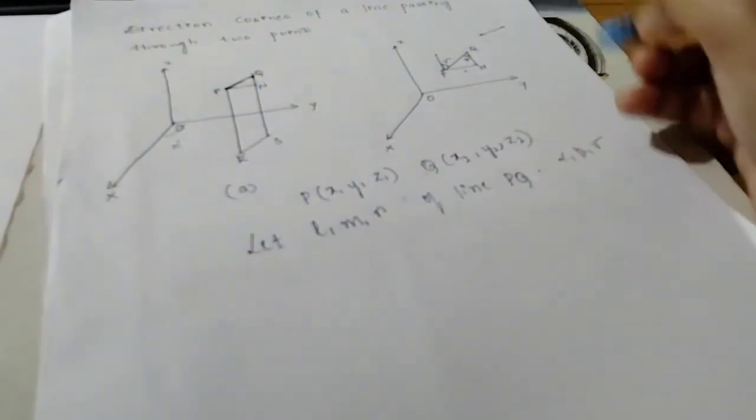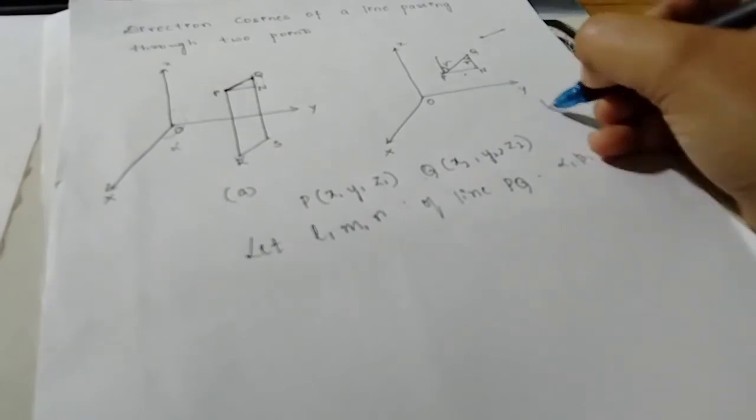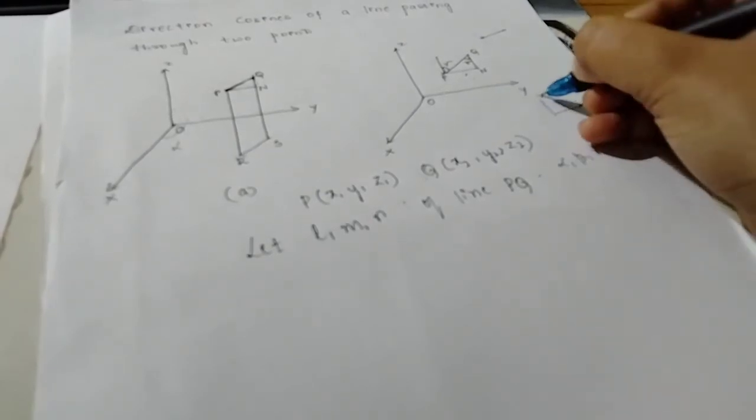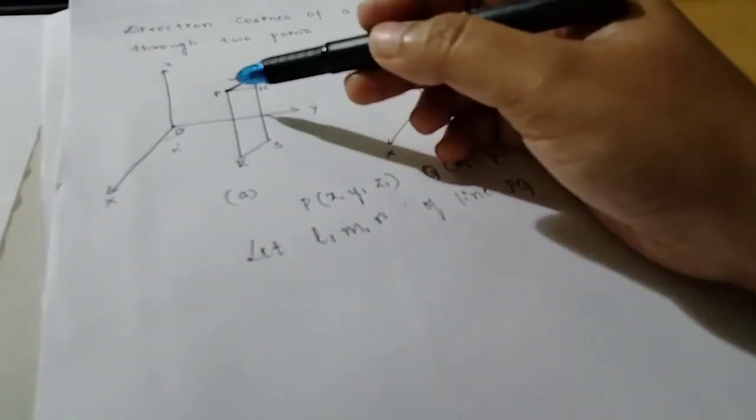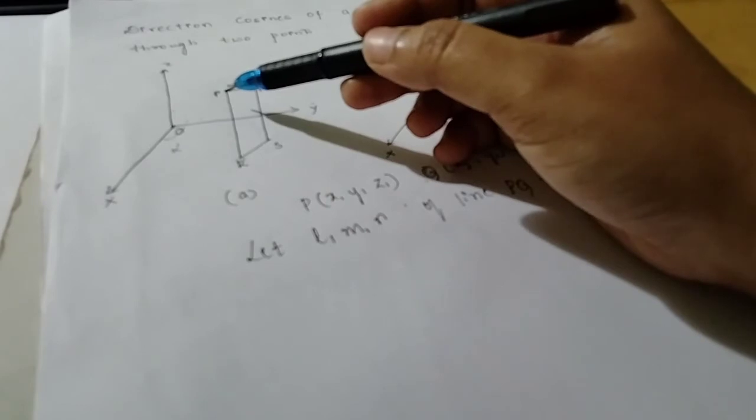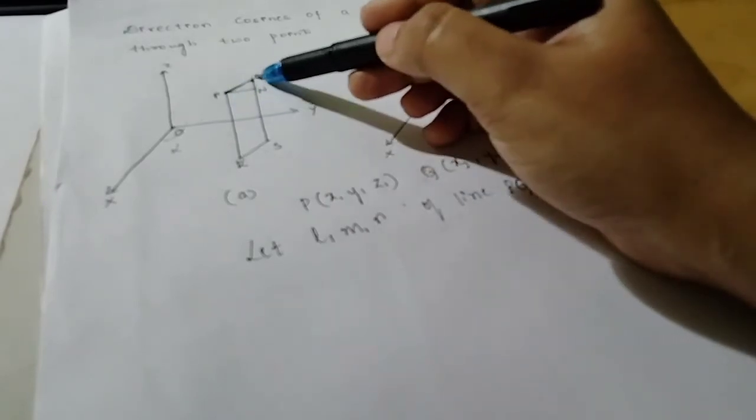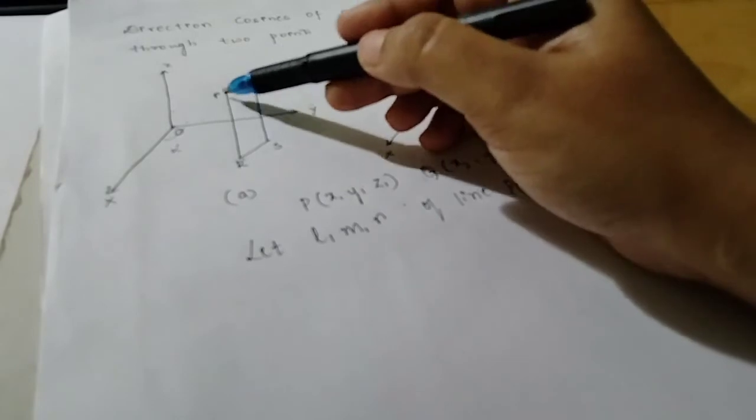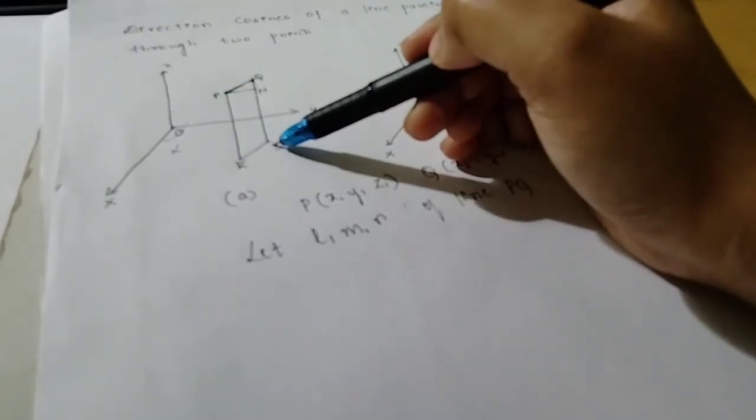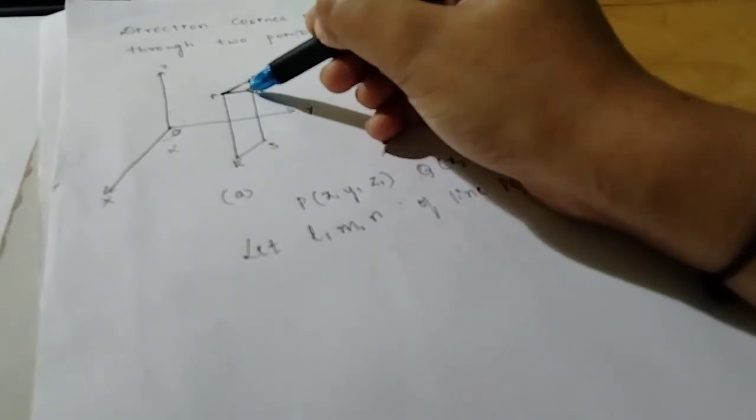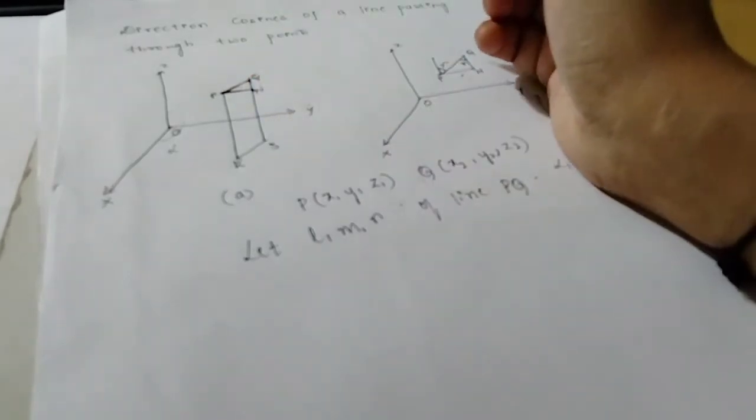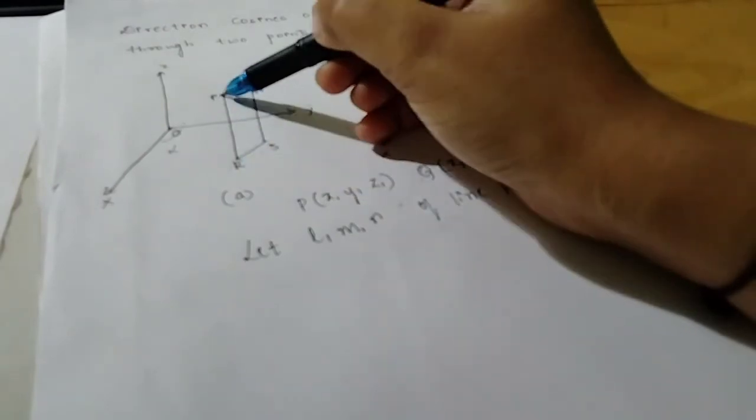In 3 dimensions you take 3 axes, but a plane has only 2 axes, the x axis and y axis. So this is x and this is y. For this x and y plane, I am drawing perpendiculars from point P and from point Q. They meet at R and S. Then I draw a line from P to meet QS at N.